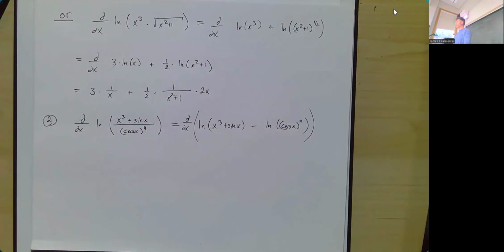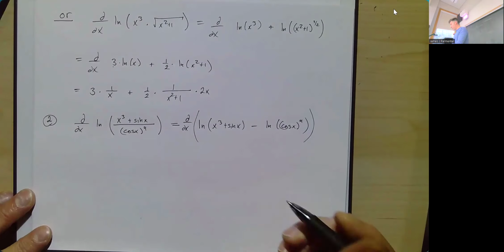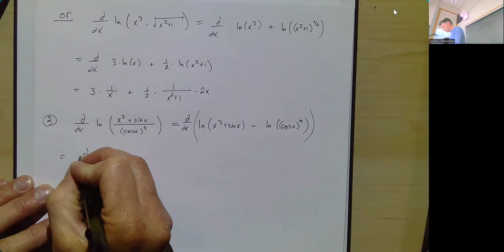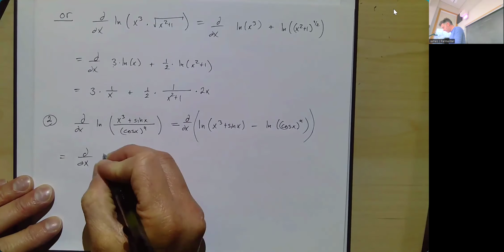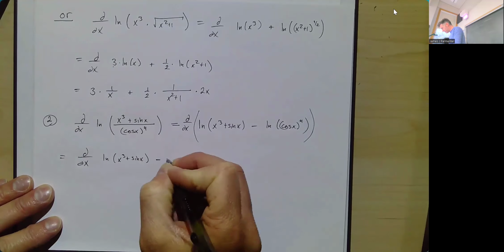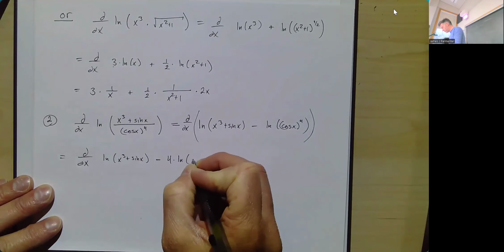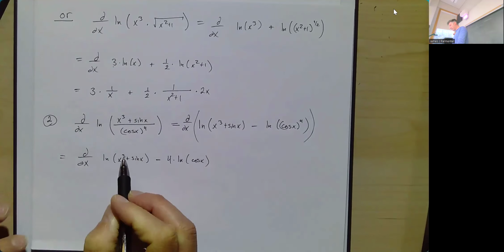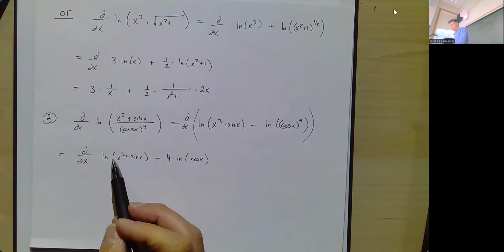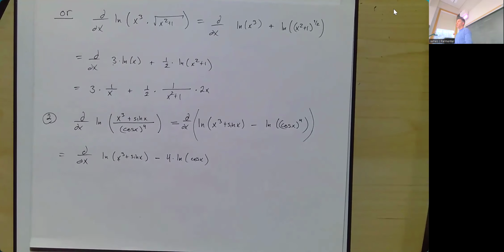Totally unnecessary though. And then I'm going to do one more simplification before I take the derivative. I'm going to write this as the derivative of natural log of x cubed plus sine of x minus 4 times the natural log of cosine of x. Sadly, I can't bring this power down in front because it's not the power on the entire argument of the logarithm. It's just the power on part of something that's being added. Basically, addition or subtraction means you're kind of stuck in the logarithm. Once you've got addition or subtraction, you can't really do anything else.